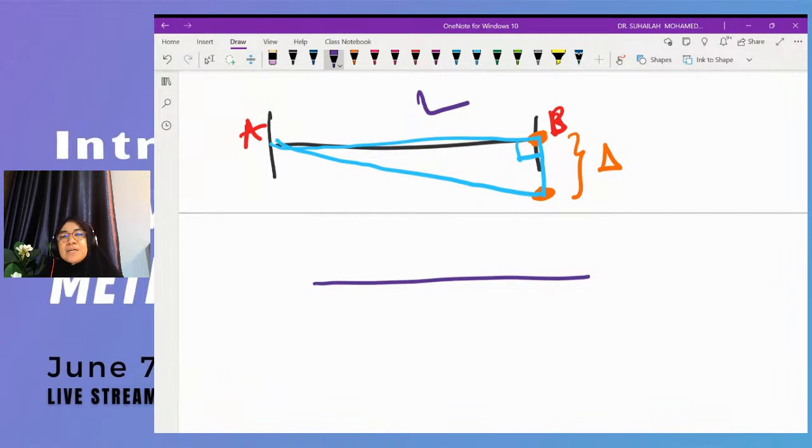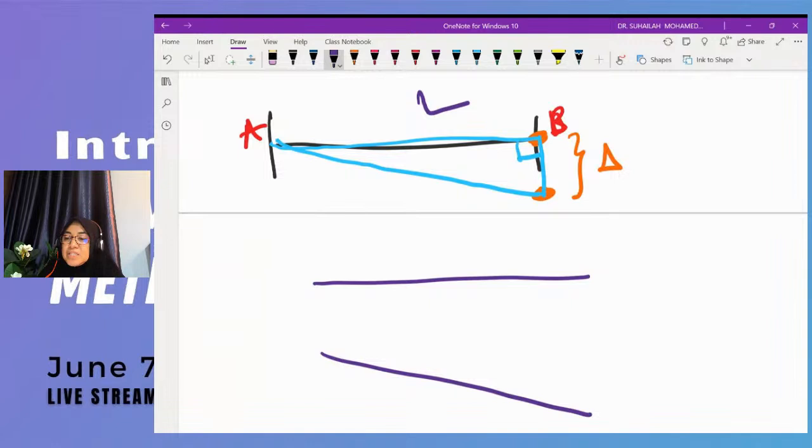And due to delta, we apply this whenever we have a support settlement effect, or we have a frame with side sway. Due to delta, the beam after settlement occurs will move to this position.